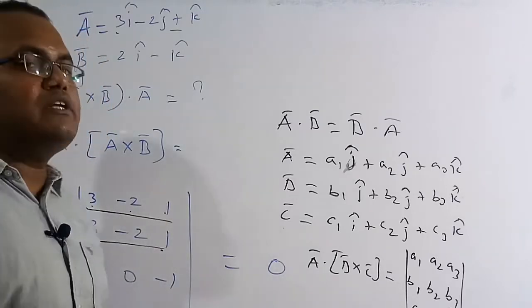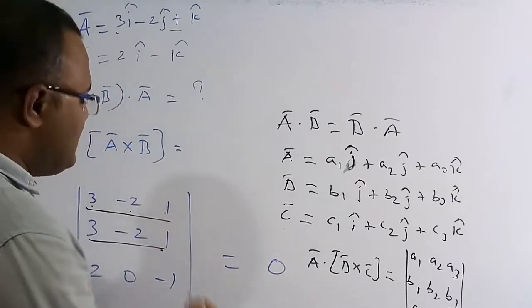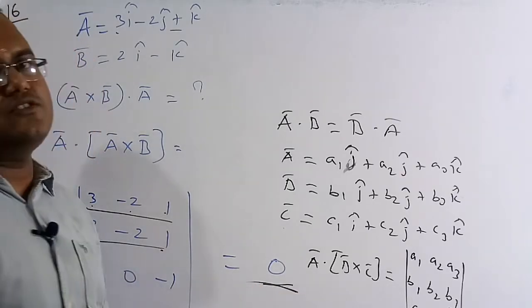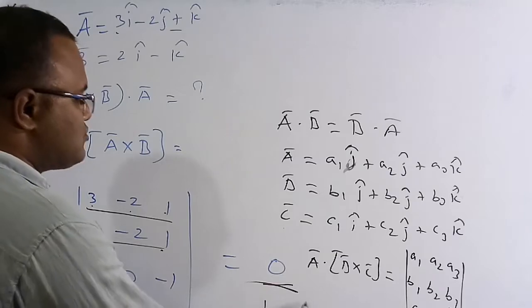It is a basic rule in the determinants. So therefore even if you do the determinant also, finally you are going to get the solution as 0. So therefore 0 is the correct solution of this question.